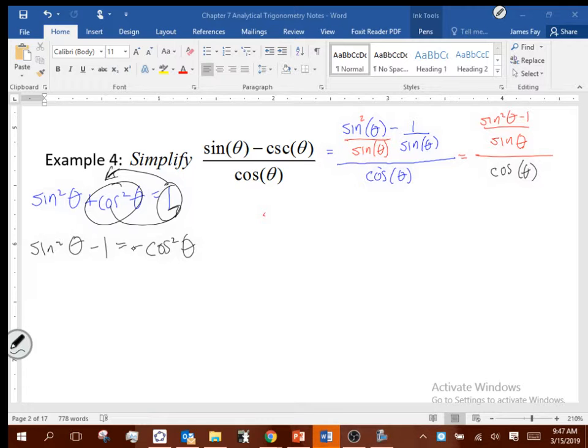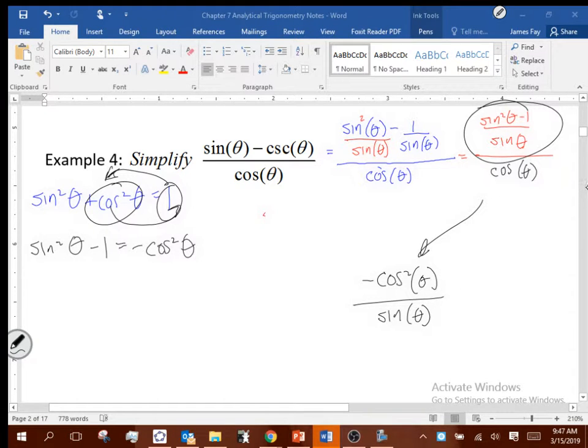So even though our Pythagorean identity is sine squared plus cosine squared equals 1, inside it is encapsulated a series of other true identities that we can find using simple algebra. Now let's make that substitution. Instead of writing it as sine squared theta minus 1, let's rewrite this numerator as negative cosine squared theta. It's going to be over the top of sine of theta. And now this bottom fraction is still cosine theta.